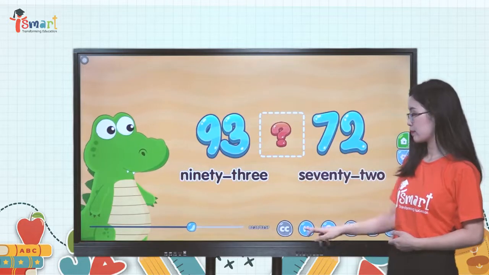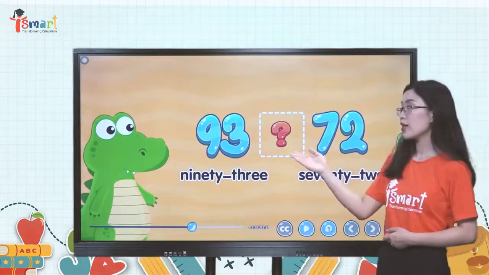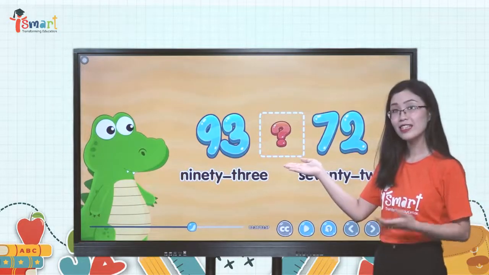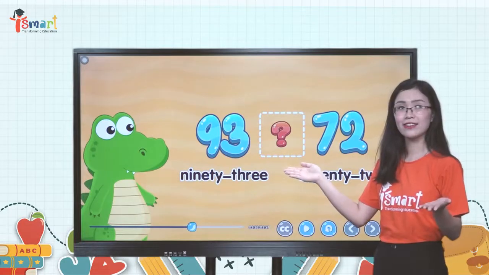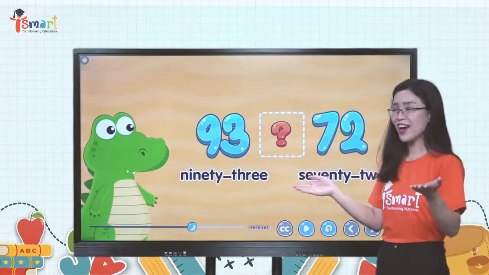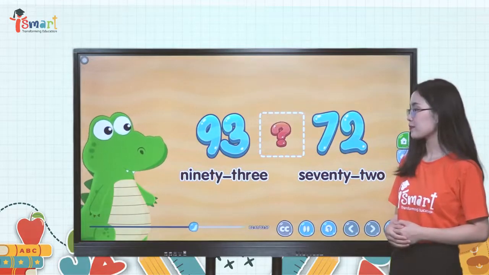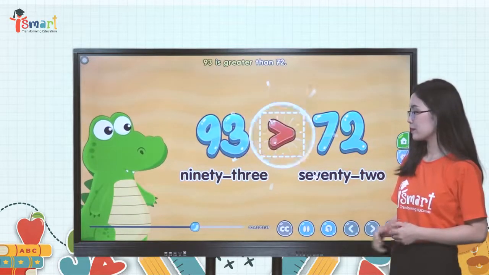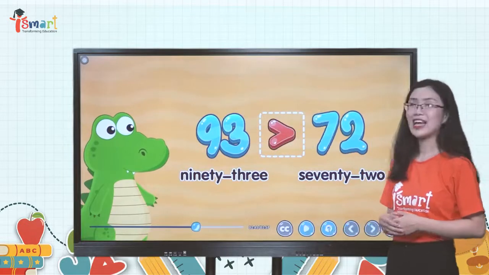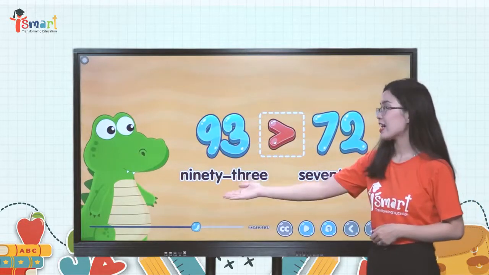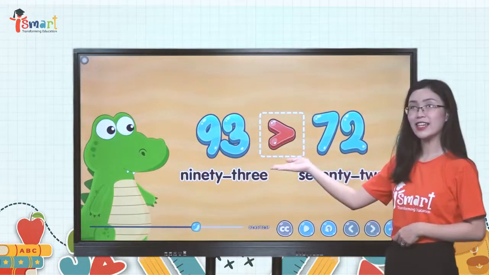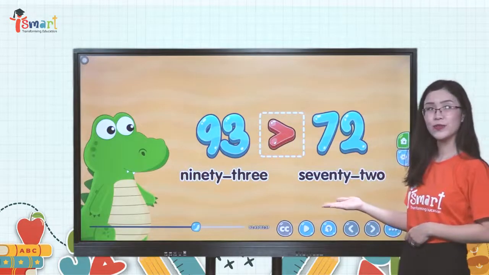93 and 72. What goes here, students? Less than or greater than? Yes, that's right. Which is greater? 93 is greater than 72. Let's read one more time. 93 is greater than 72. Good job.